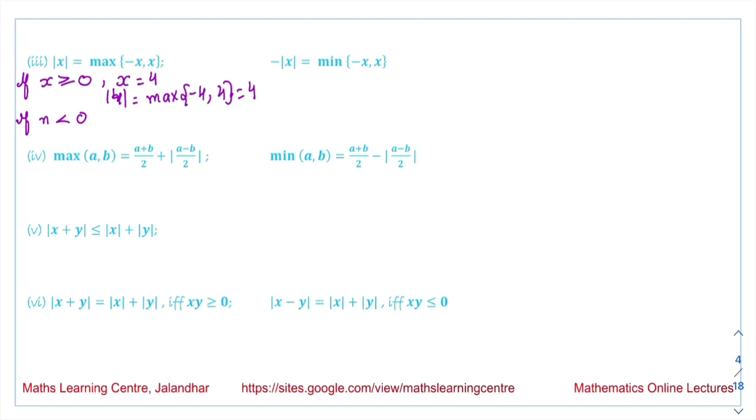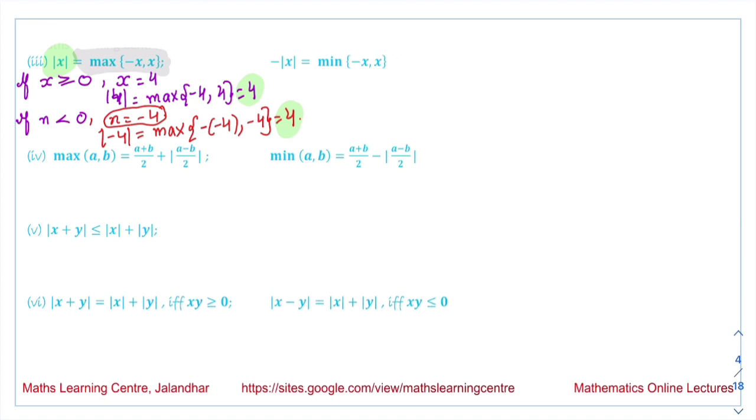Now if x is less than 0, say x is equal to minus 4. What is mod of minus 4? That is equal to maximum of minus x, and the value of x we have is minus 4, so it is minus of minus 4 comma minus 4. Again the answer we obtain is equal to 4. So we are saying that maximum of minus x comma x gives us the value mod x. It is giving us the positive value.